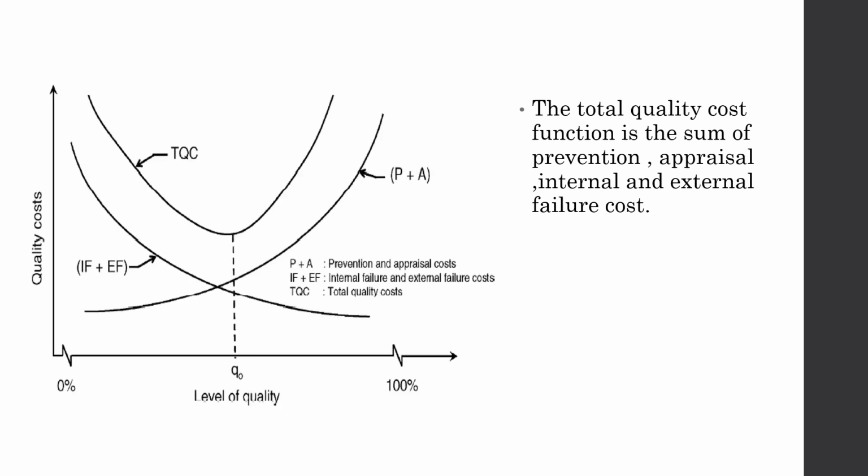The total quality cost function is the sum of all these quality costs: prevention cost, appraisal cost, internal and external failure cost. So this is the curve of the total quality cost function, and as discussed earlier, the optimum level of quality is based on minimizing the total quality cost function. So this is the lowest total quality cost. Let's take its x coordinate, which is the level of quality, which is q naught. This is the optimum level of quality.